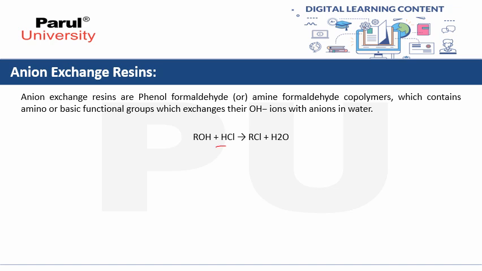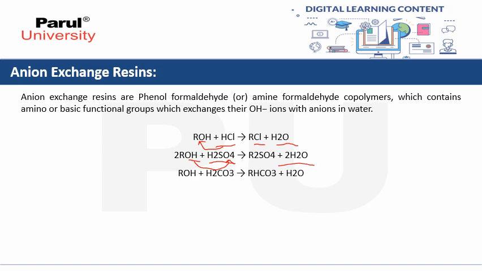So the acid formed in the previous step will react with this anion resin and the OH will be replaced by chlorine, and hence the water is pure, or the water is softened by forming H2O. Similarly, if the acid is H2SO4, then the OH minus ion is replaced by the sulfate ion and water is softened. If carbonic acid is formed, then again the OH minus is replaced by carbonate ion and water is softened, where ROH is the anion exchange resin.